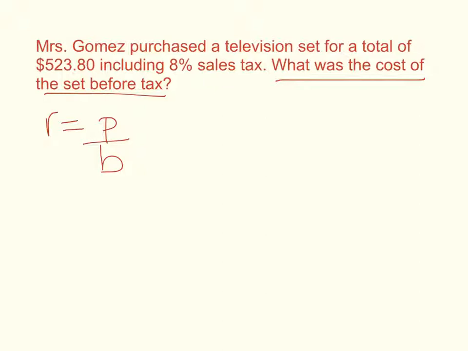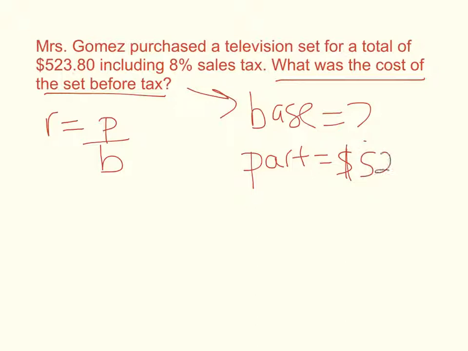So in this question, we are trying to establish what the base price was before the tax was given. So we're not entirely sure what that is. So the part for us must be that $523.80 because that includes the tax of 8%. Now, you might think that the rate is 8%, but this is not correct, because remember that base price indicates what we're trying to find, which is the original prior to tax. So that is related to the rate, okay?